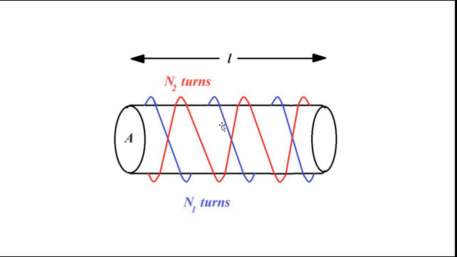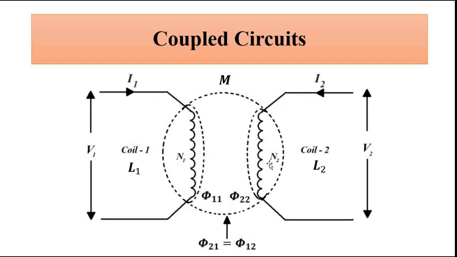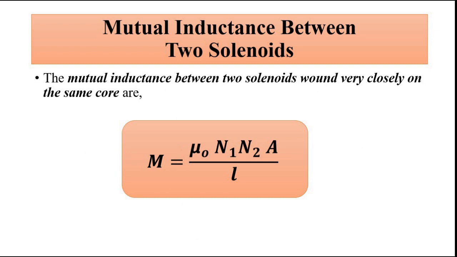So when we have two different wires wound over the same core with different numbers of turns but closely packed, it is the same as a coupled circuit, two separate inductors. So in that case there will be a mutual inductance. The value of mutual inductance is given by mu 0 N1 N2 A by L, when the whole system is placed in air. If it is placed in any other medium, the relative permeability of that medium will come into play, so it will be mu 0 mu r N1 N2 A by L. That is the mutual inductance of two solenoids wound very closely to each other on the same core.